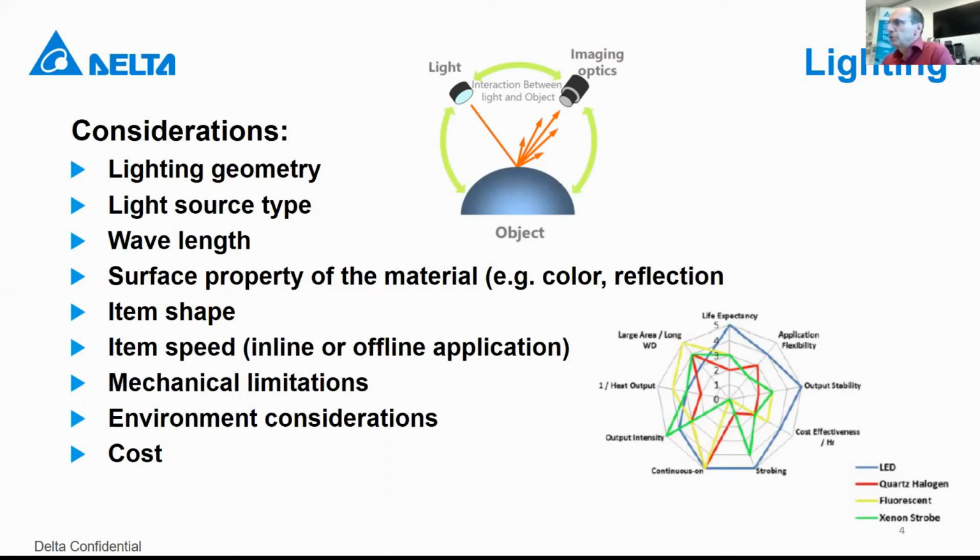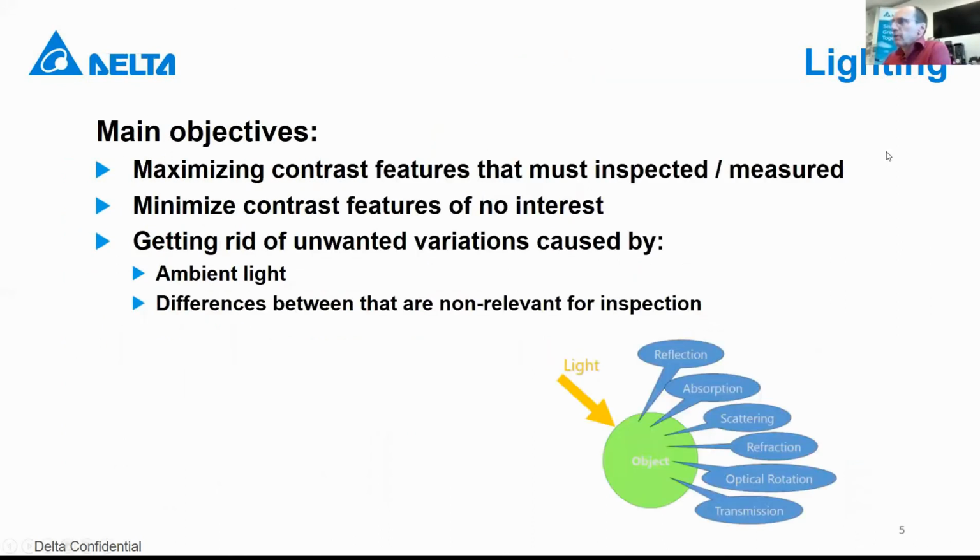So depending on what you choose, it will also have a cost. What is the main objective? Of course, what you want to do is maximize the contrast between the device you are checking and the background. That is the only thing that you want to do. What you also want to do is minimize the rest outside of your object. And you don't want a lot of influence of ambient light or of two different light sources, which can also have influence on each other.